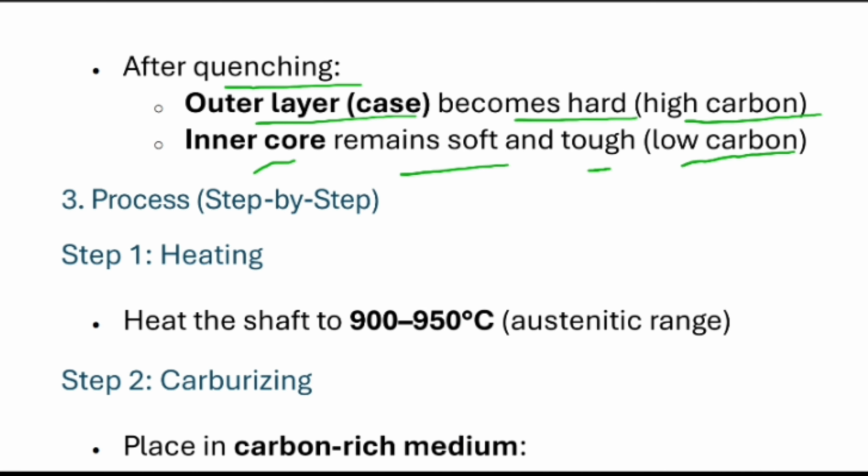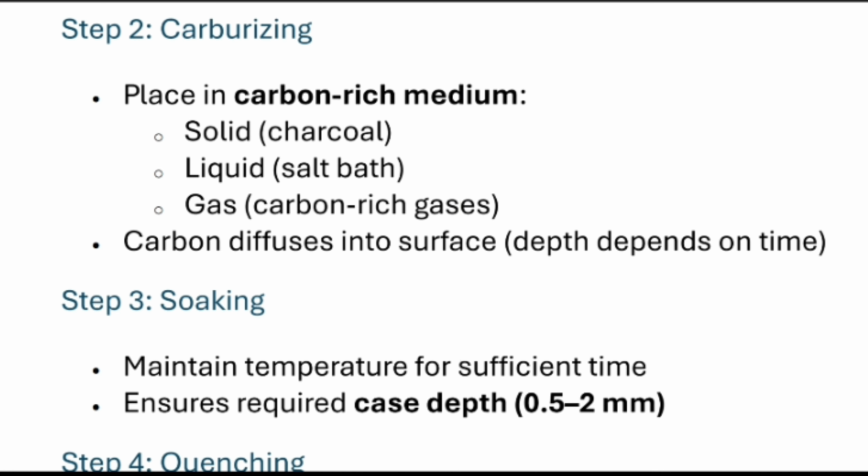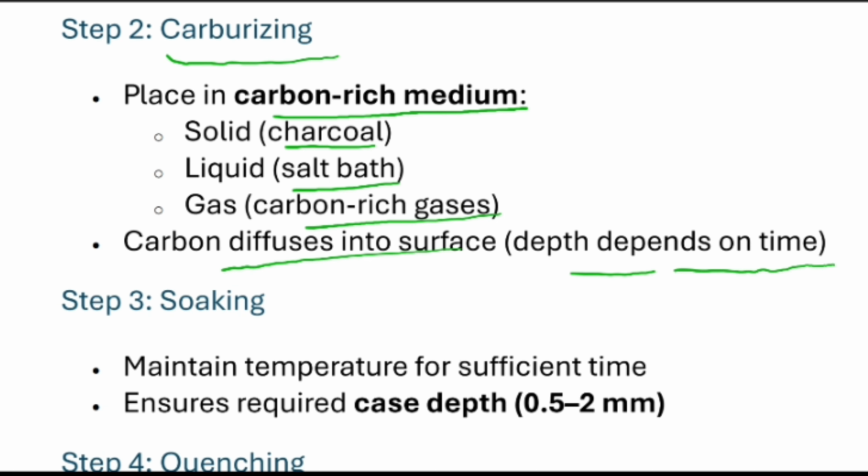tough, low carbon. Coming to the process, we are going to learn the step by step process. One, heating. We have to heat the shaft to 900 to 950 degrees Celsius. It is the austenitizing range. Next process is carburizing. In this carburizing, there is a carbon rich medium. It can be in solid form like charcoal, liquid form in a salt bath, or gas form, which is carbon rich gases. When the carbon diffuses into the surface, it depends upon the time you are going to use.